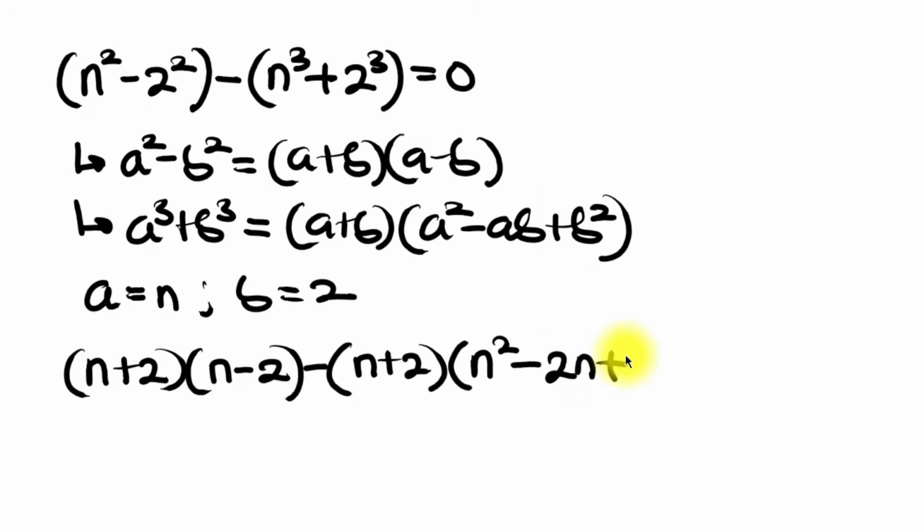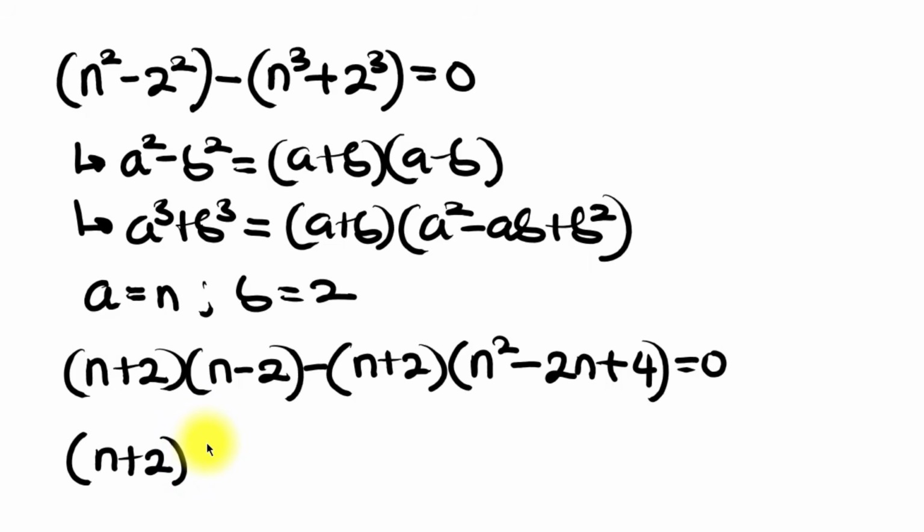and then plus b squared. B is 2, so 2 squared is 4. Good. And this is equal to 0. Now notice something once more. Notice that n plus 2 is common. So we can factor out n plus 2.